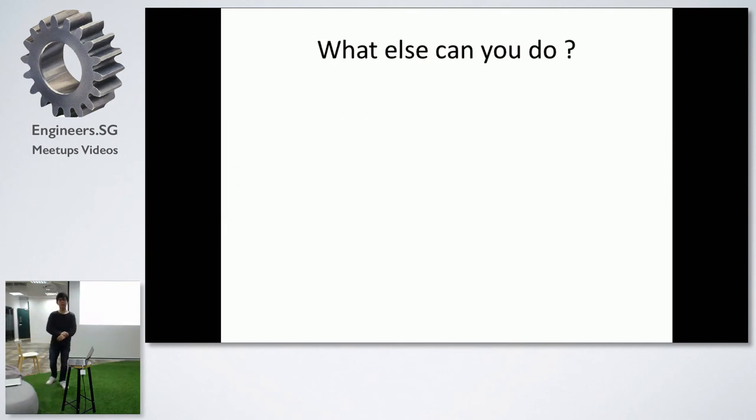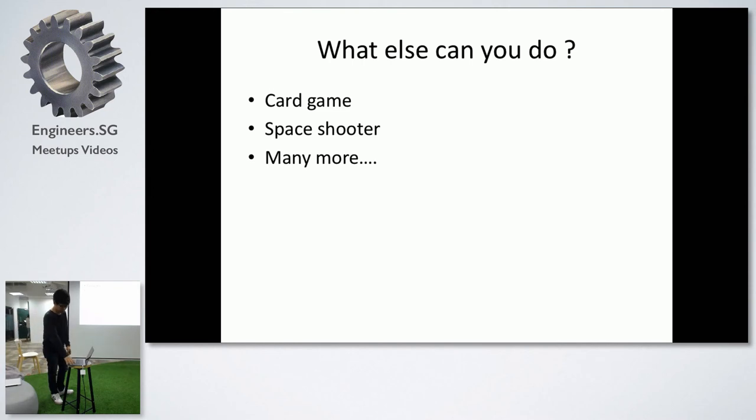So, just now I showed you a Mario game, right? What do you think you can do with this multipeer connectivity? One thing you can do is a card game, right? Your iPad acts as a dealer, your phone acts as the hand, so you can transfer cards between each other. The other one is a space shooter. Your iPad is the space shooter game, then your controller can control your plane. Okay, so many more.